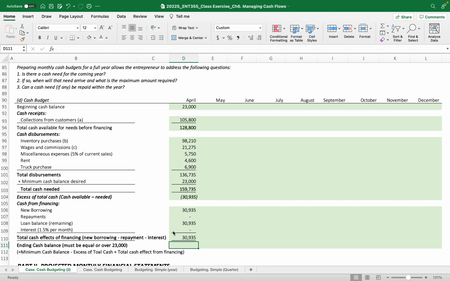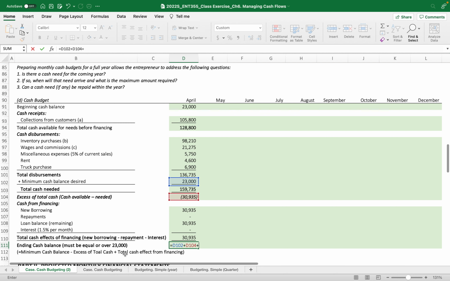The ending cash balance is the minimum cash balance 23,000 minus excess total cash. Oh, this should be positive though, I'm sorry. Excess, because it's excess, which is minus or the same, right? And then plus the total cash effect. Total cash effect, where is total cash effect?